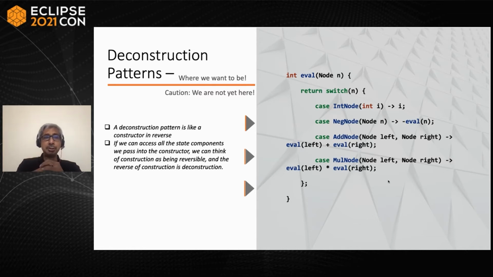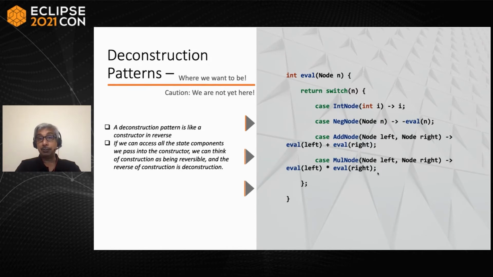So a deconstruction pattern is like a construction in reverse. It's like if we can have access to all the state components which we pass to a constructor and then use that and make it kind of reversible and extract that. So consider the case of int node where you are having this int node and int i, and then you're extracting that parameter i.